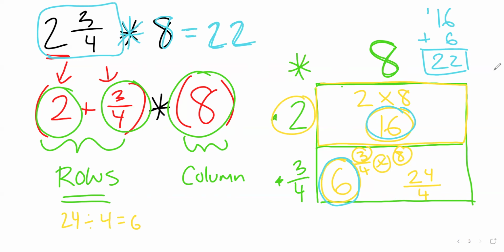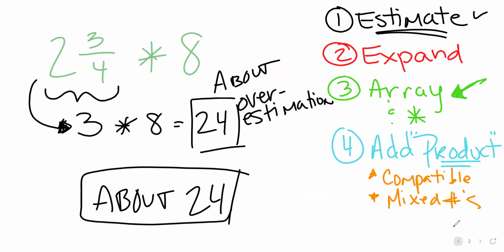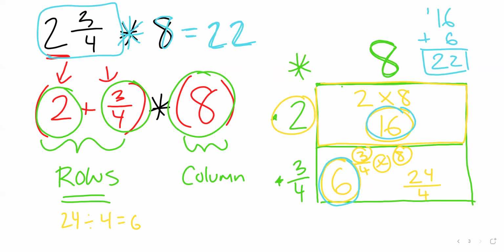Now, let's go back and check our estimation. It was 24, and remember, we said this would be an overestimation because we rounded up. And 22 is really close to 24. So this checks out. So this is how we do that area model work.